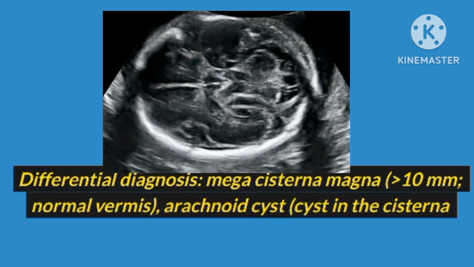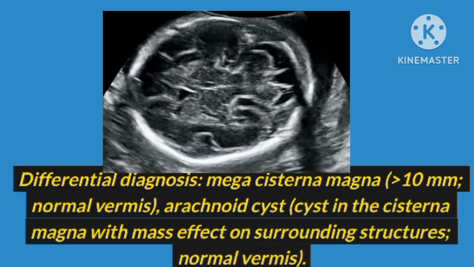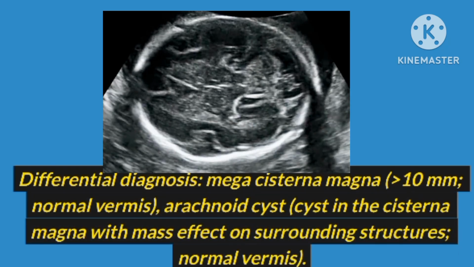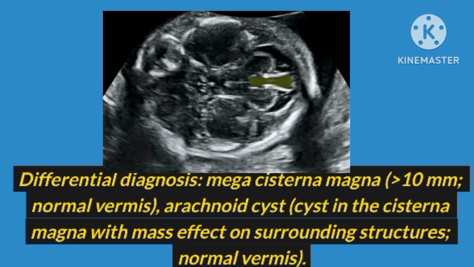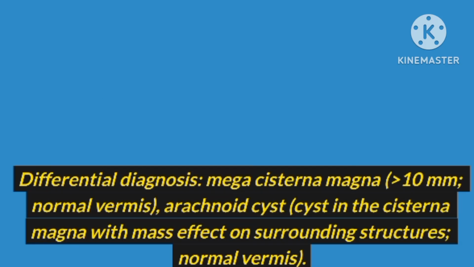Differential diagnosis. Megacisterna magna, greater than 10 millimeters, normal vermis. Arachnoid cyst, cyst in the cisterna magna with mass effect on surrounding structures, normal vermis.